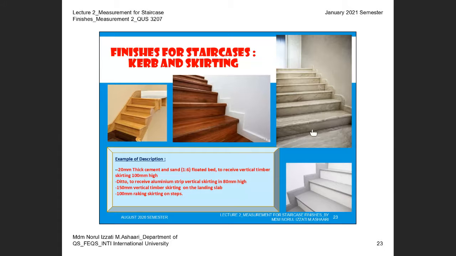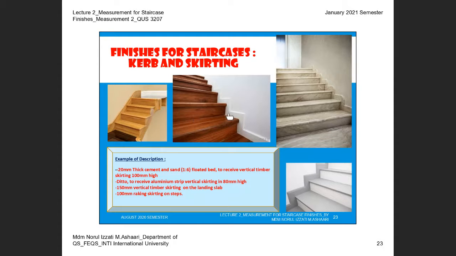We move to curb and skirting. There are basically a few designs available in the market, and also in the construction drawing. Look at the first one. In the first one, you can see that the skirting is here. Look at this, look at my hand. This is really flat, but this one doesn't have skirting.